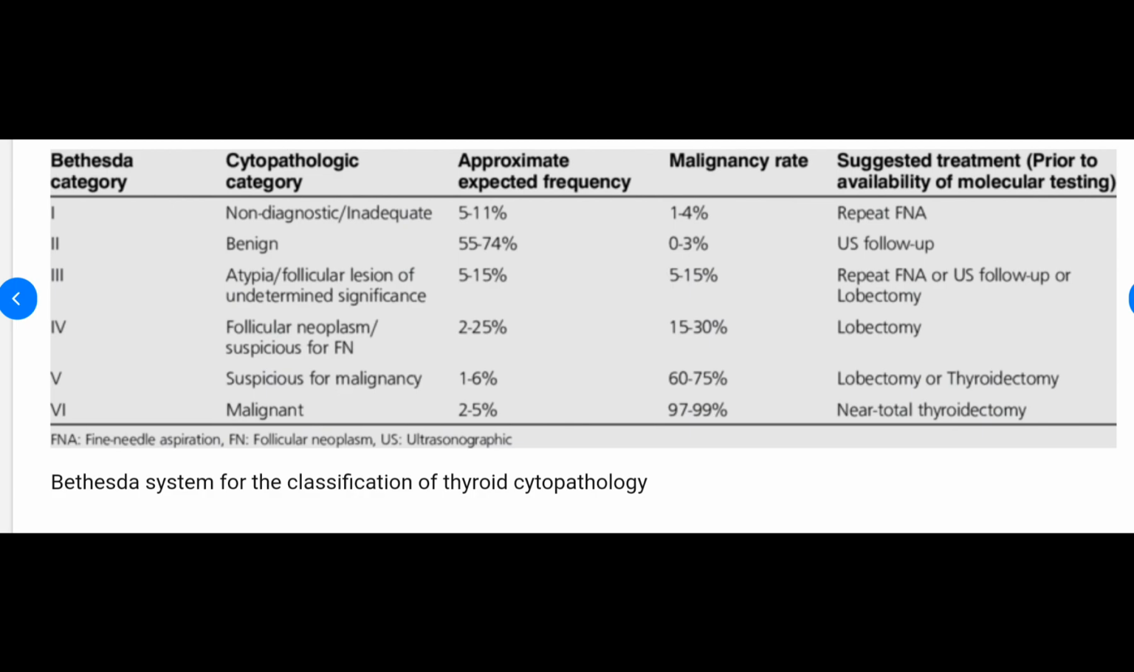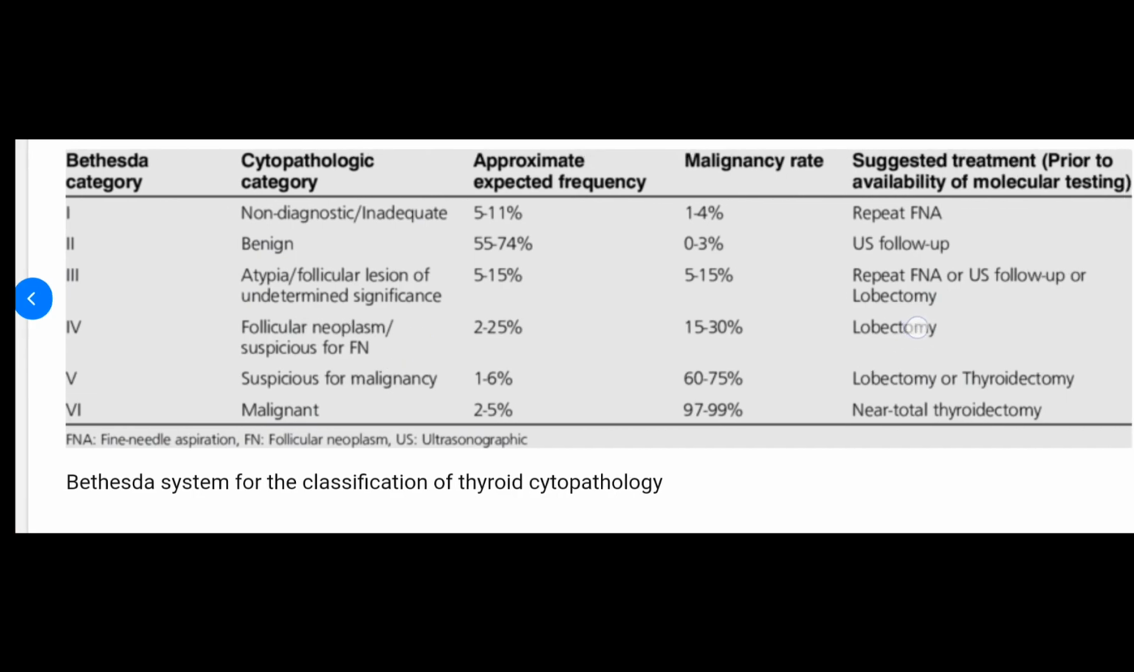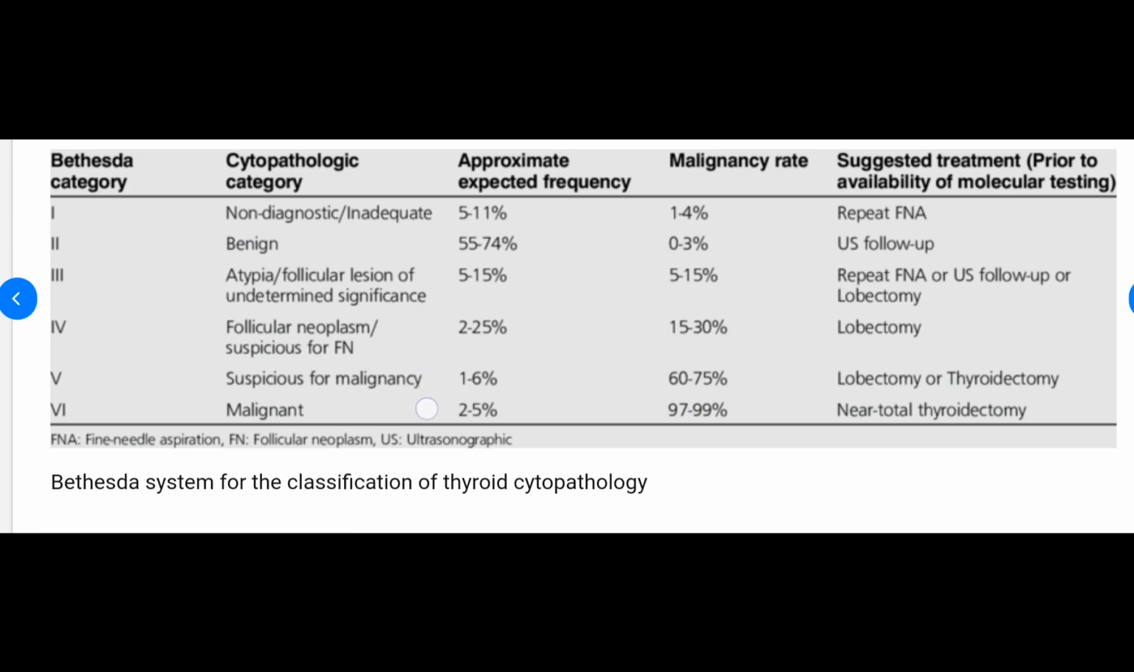1 means it is non-diagnostic, so we will have to repeat. Then 2 is benign, so just follow up. 3 is follicular lesion, so it can be carcinoma or it can be benign, so we need to do a lobectomy. And in 4 it is a neoplasm, so lobectomy is done. Then 5 and 6 are for malignancy, so thyroidectomy or near total thyroidectomy is done.